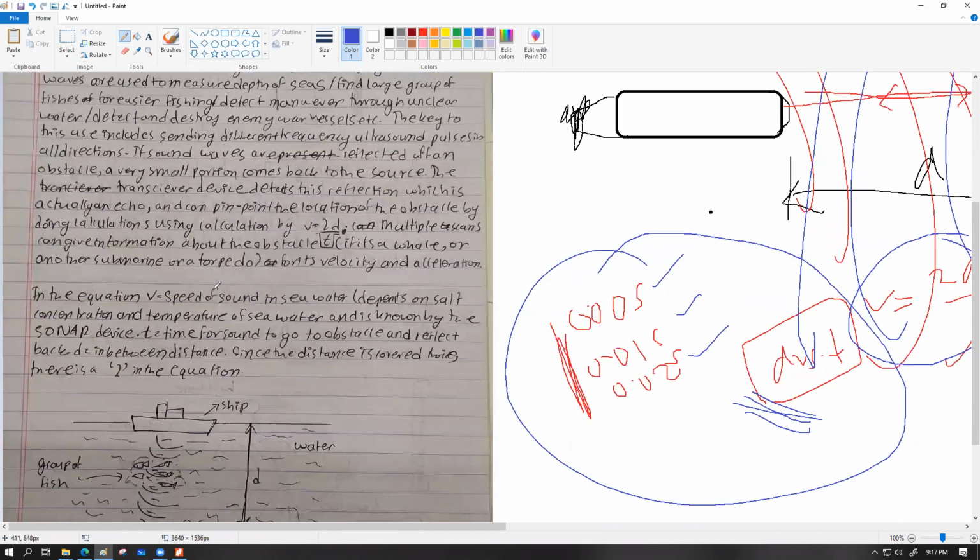Here, if you look, because of 2D by T, multiple scans can give information about the obstacle, if it is a whale or another submarine or a torpedo, for its velocity and acceleration. So multiple distance information can give us every other information that we need. What is its velocity, in which direction it is going, what is its trajectory, is it accelerating or decelerating, is it stationary, what kind of reflection are we having.